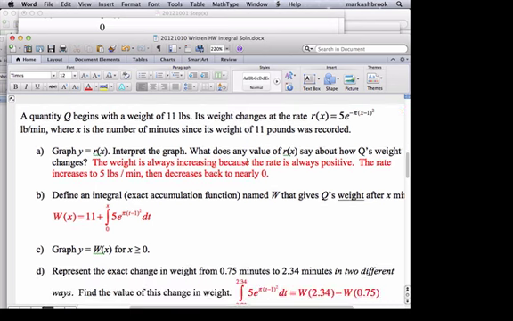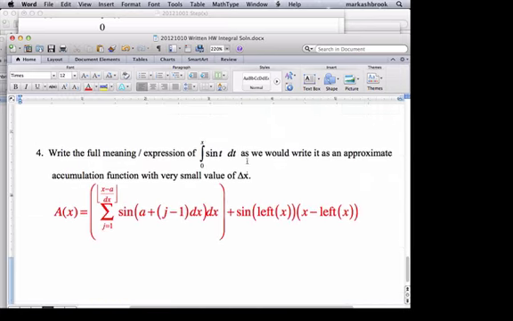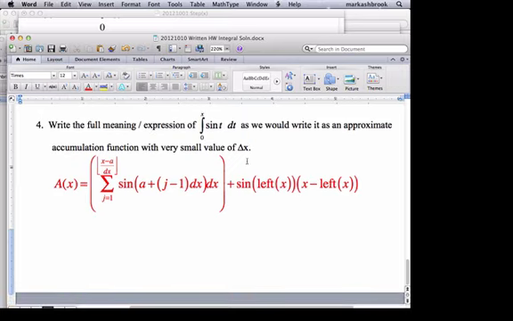So number 4 says that your rate function was sine, and we want to build the accumulation function for very small values of x. You take your standard accumulation function, and you make the rate sine, and you make delta x dx. We want very small values of delta x, so we apply the rate function there, sine, instead of r. We know exactly what that r is. It's a sine of that value. And then everywhere there's a delta x, it's dx.